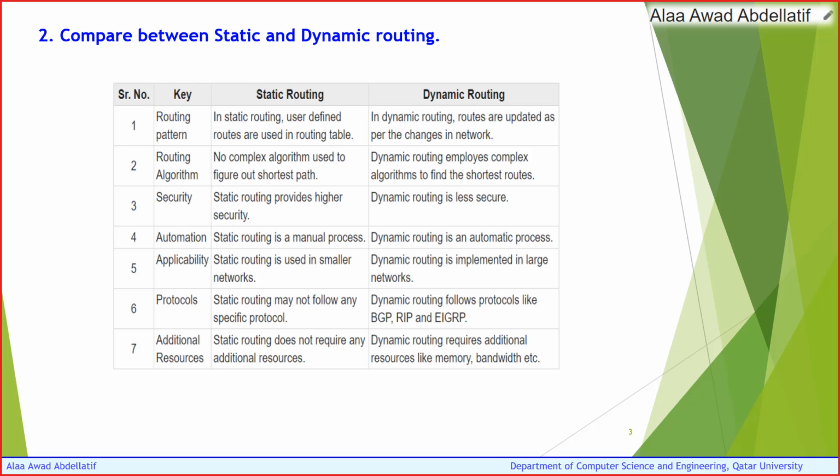Also, static routing may not follow any standard or any protocol, while dynamic routing follows specific protocols like RIP, like Border Gateway Protocol, like EIGRP, and so on.